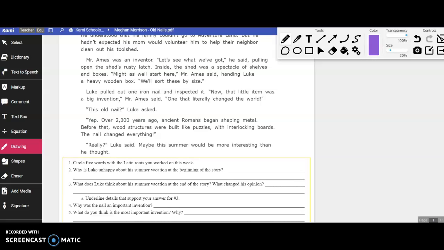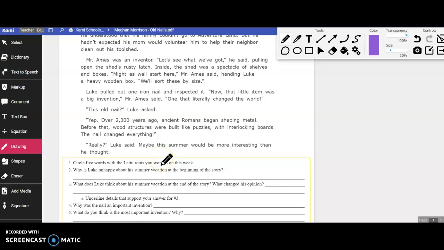So why is it important that the Romans began shaping metal and we didn't just have to interlock things to get them to stay together? Why was the nail so important? And then what do you think is the most important invention? And there is definitely not one correct answer to this question. And if thinking of the most important one is just super overwhelming because there are so many important inventions, pick one and tell me why. Okay, make sure you do tell me why you think that invention is so important or the most important one.